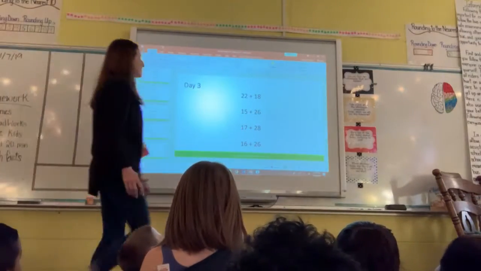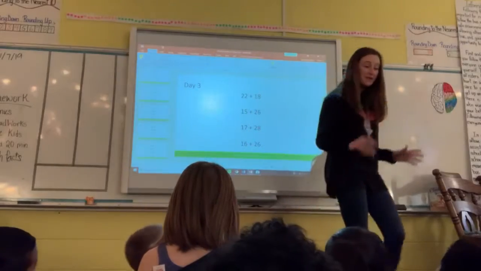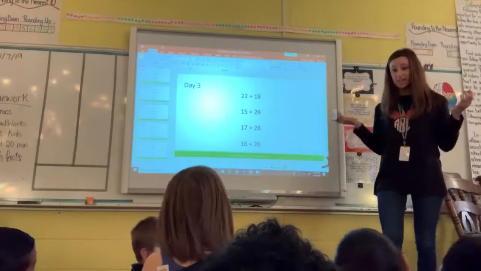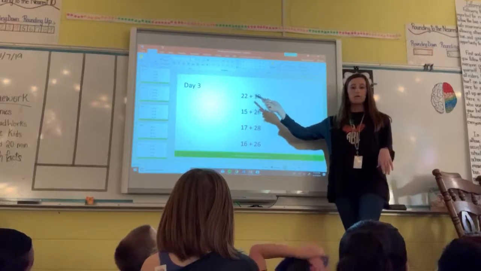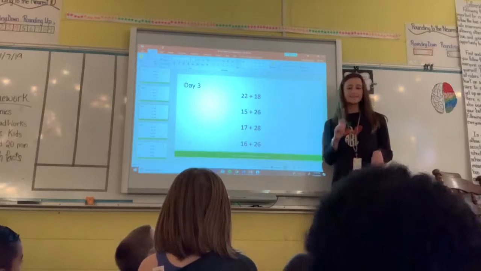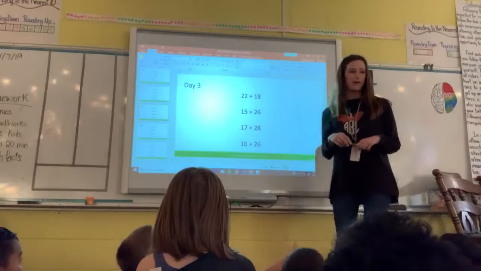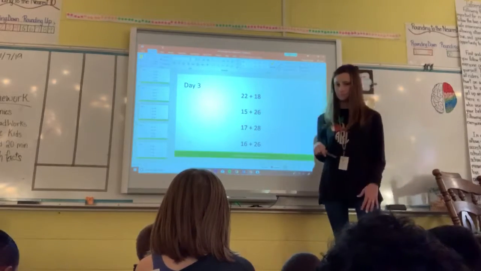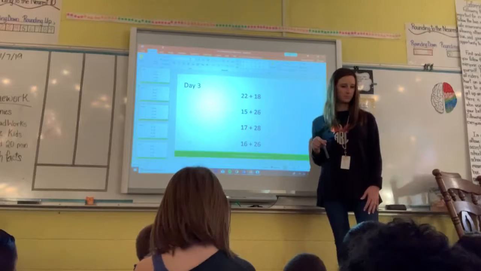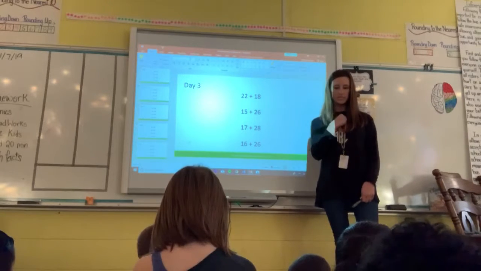Okay, boys and girls, so today we are going to begin our third day of number talks. So let's look at this first problem. We have 22 plus 18. Oh, I love the use of our hand signals. Okay, I see a couple are still thinking.